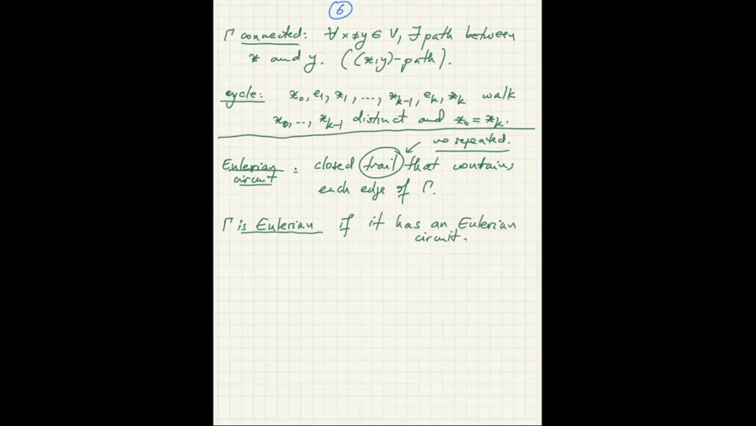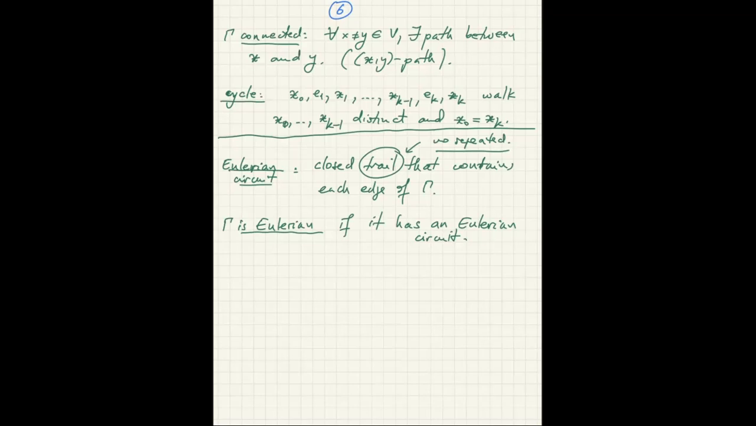Now, in Euler's paper, in 1736, he observed that if the graph contains an Eulerian circuit, he didn't call it this, and he didn't use the term of graphs, but you can rephrase it using this language.